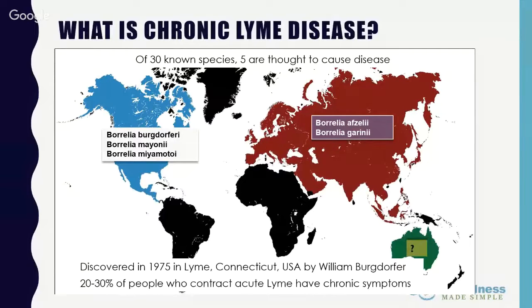And the problem is that around 20 to 30% of people who contract acute Lyme have chronic symptoms. And there is a big controversy around what the nature of those symptoms are. And we'll explore this later in this webinar today. Thank you.